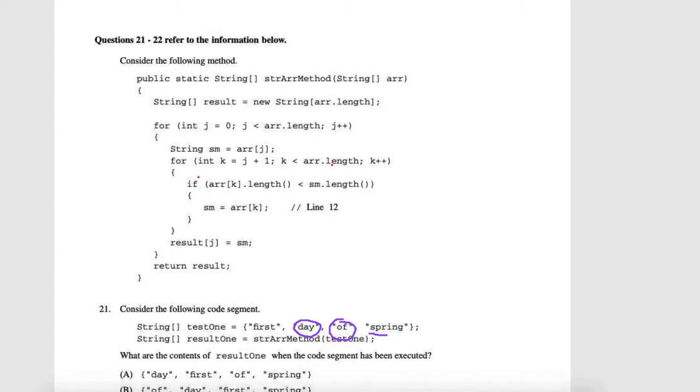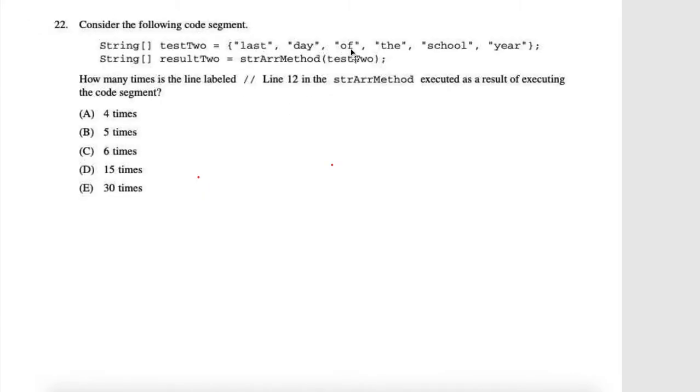So what is happening is we are going through this array one element at a time and comparing all the elements to the right of it with the current element. And if the element is shorter than the current element, you swap them over, or you reassign SM as the current element. So we begin with last. Last will be compared with day. Day is shorter than last.